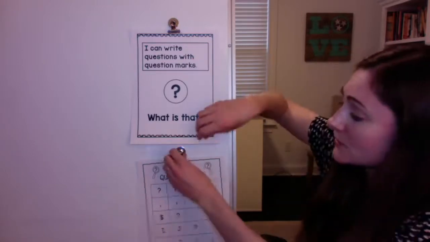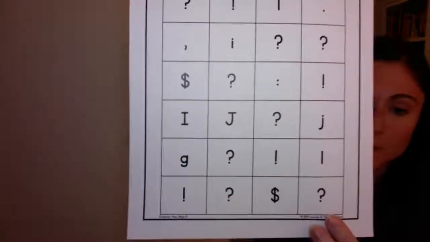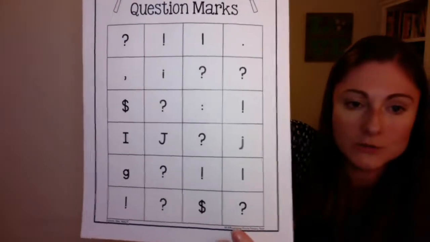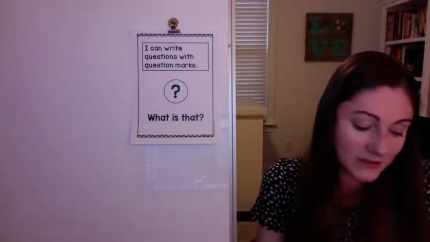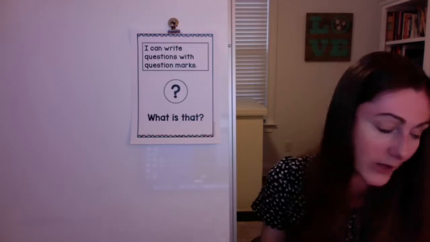Not sure how big it is for you on your screen, but it basically just has all different types of punctuation marks and letters and symbols. So their job is to distinguish between those symbols and point out the question marks. So again, very quick. This could be something that's a center activity. It doesn't necessarily have to be a full-blown lesson or anything like that. Very quick.